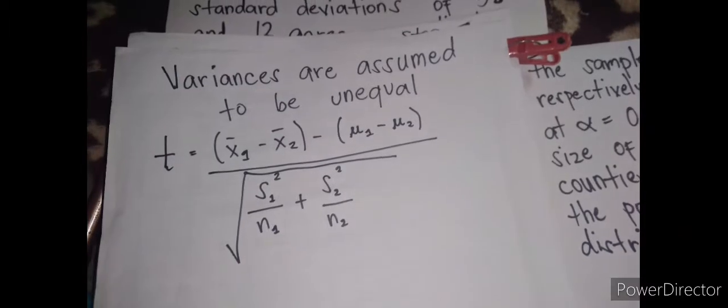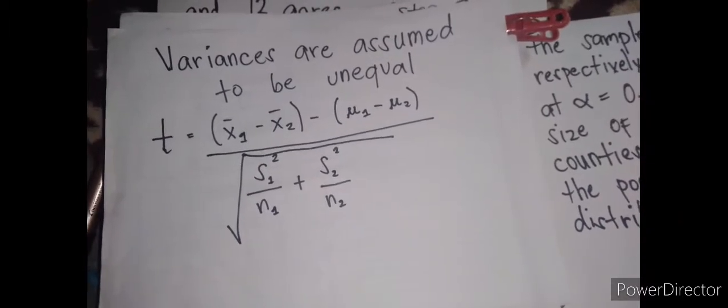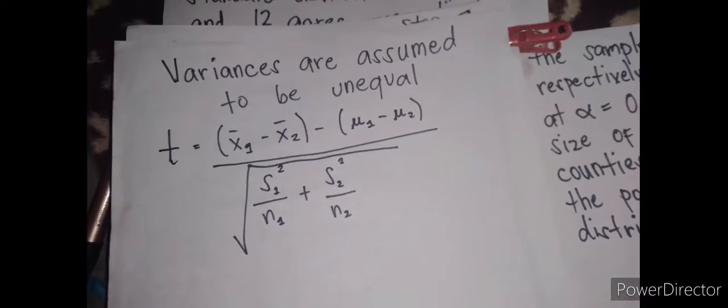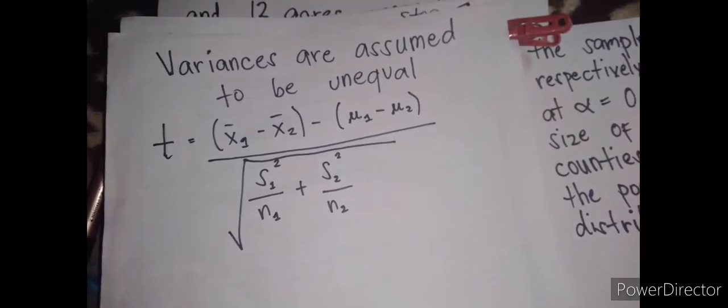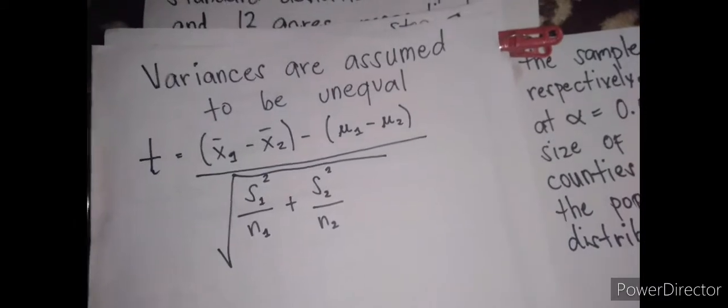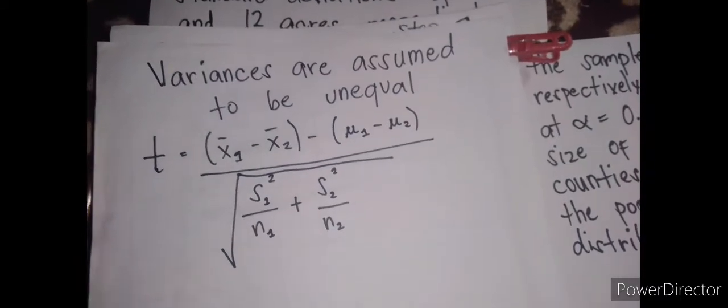We proceed to step 3, to compute the test value. This is the formula for getting the test value if the variances are assumed to be unequal. So let's proceed to the given.